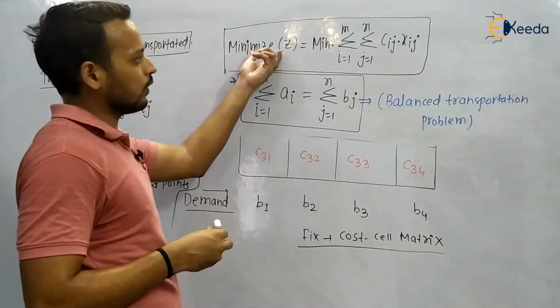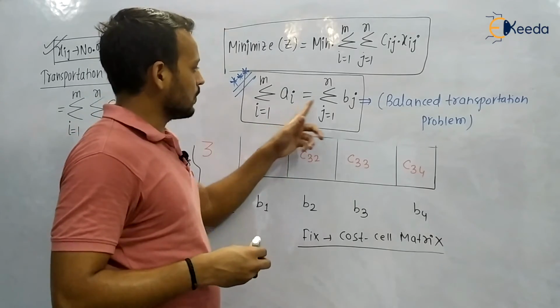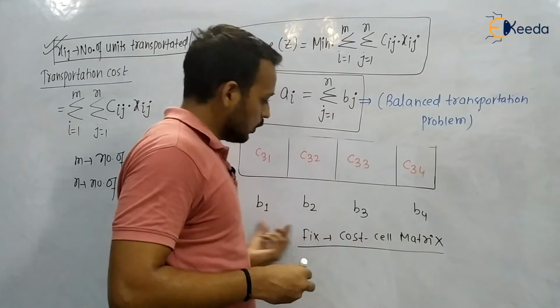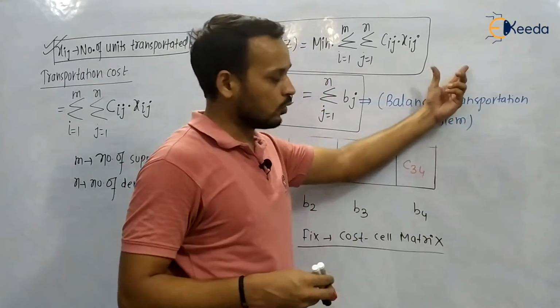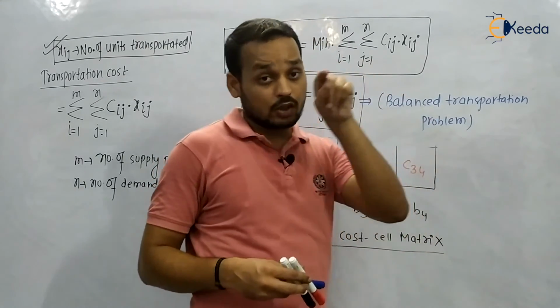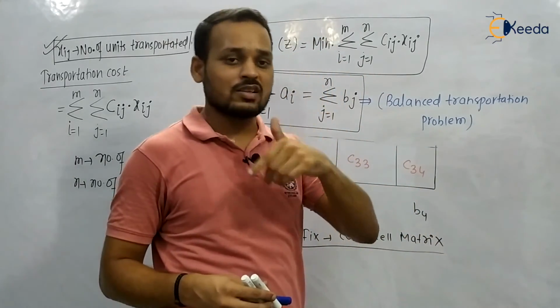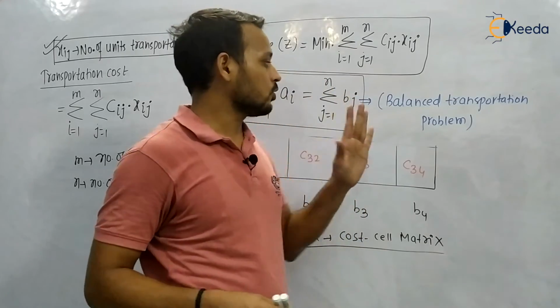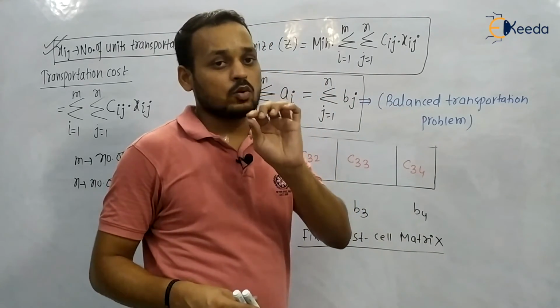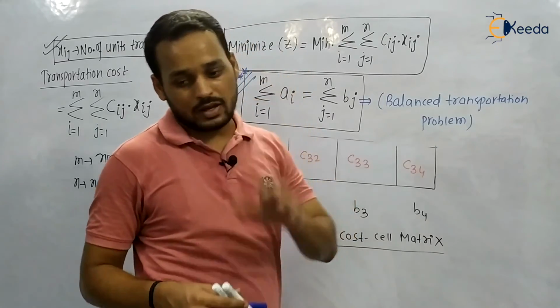In this way you are going to find the minimum cost, and this must hold: b1 plus b2 plus b3 plus b4 must be equal to a1 plus a2 plus a3. This must be balanced. If it is not, you have to balance it. How to balance, we will see, not to worry. This is a balanced transportation problem; otherwise the transportation problem is known as unbalanced.